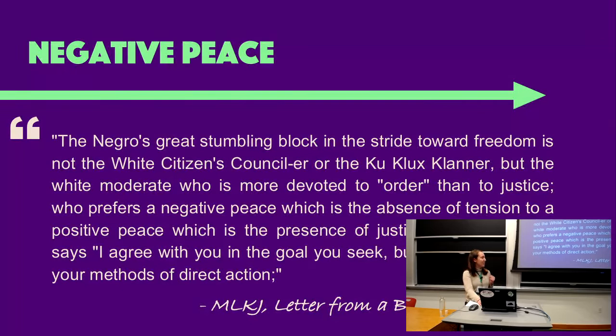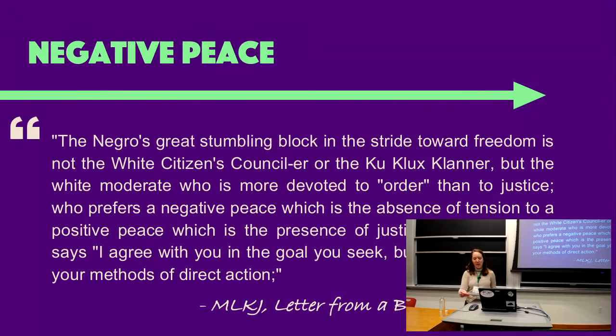Martin Luther King Jr. came up with this idea of negative peace, which he wrote about in his Letter from a Birmingham Jail. And I'm just going to read this quote to you. "The Negro's great stumbling block in the stride towards freedom is not the white citizen's counselor or the Ku Klux Klanner, but the white moderate, who is more devoted to order than to justice, who prefers a negative peace, which is the absence of tension, to a positive peace, which is the presence of justice, who constantly says, 'I agree with you in the goal you seek, but I can't agree with your methods of direct action.'"